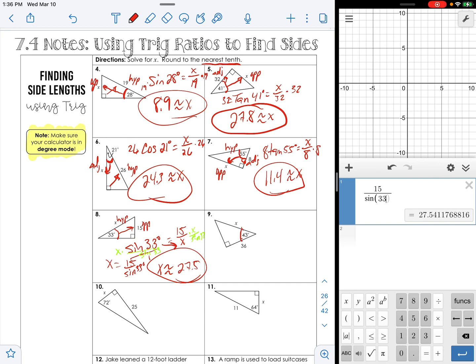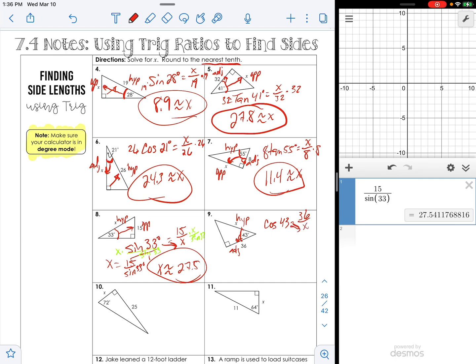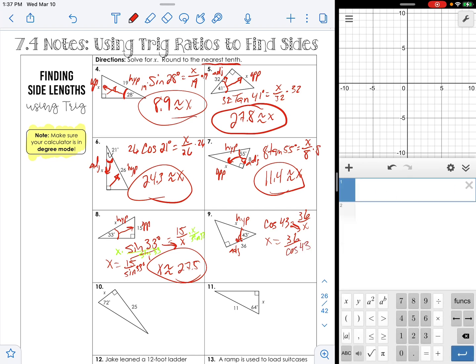We know this one in 9. We know the adjacent piece. We know the hypotenuse. That's CAH. So the cosine of 43 equals the adjacent 36 over x. We're going to do that one swap. So x equals 36 divided by the cosine of 43. So we got 36 divided by cosine of 43. So x is approximately 49.2.